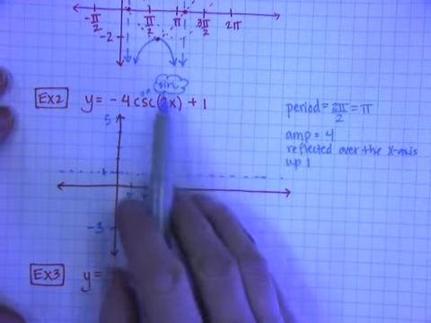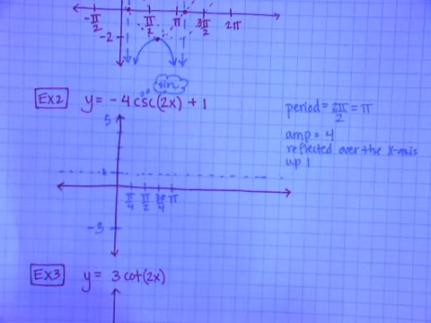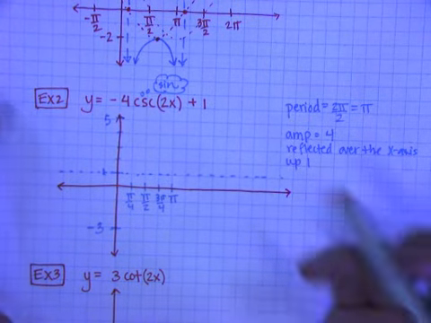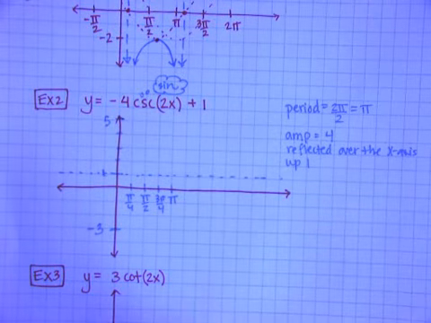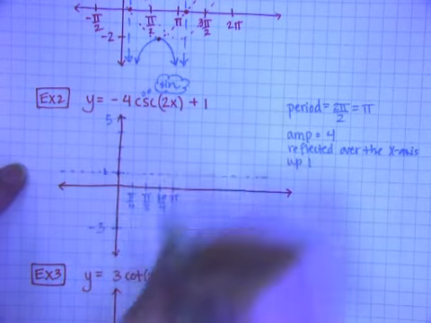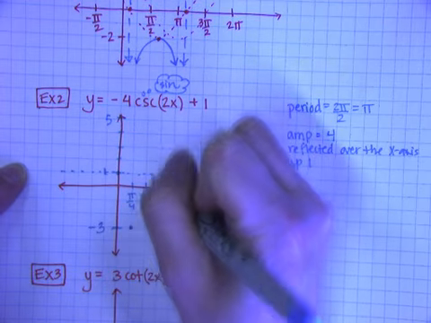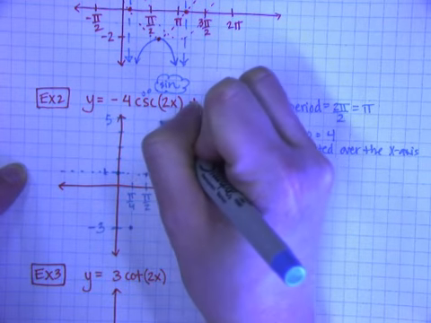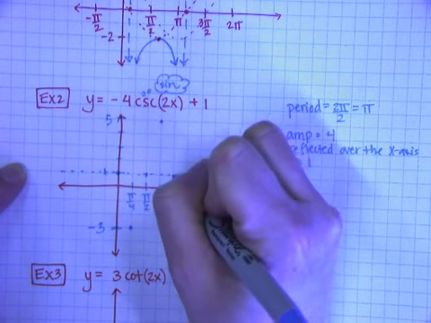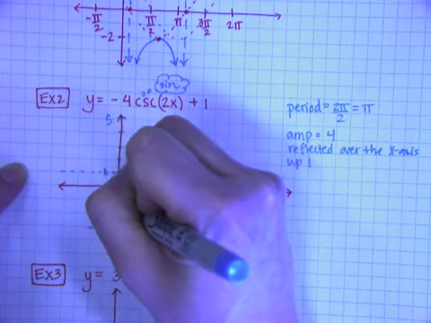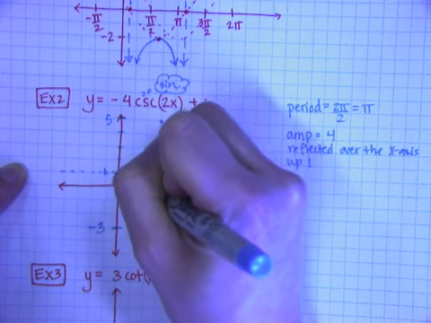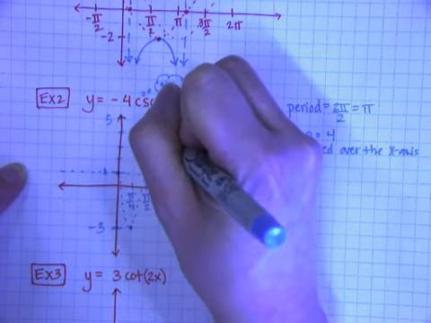And it's a sine curve, so it's going to start at the midline, and normally it would go up, but since it's reflected, it's going to go down first. So my sine curve will start at the midline. Because it's reflected, it will go down, it'll come back up to its midline, go up, come back to its midline at pi.